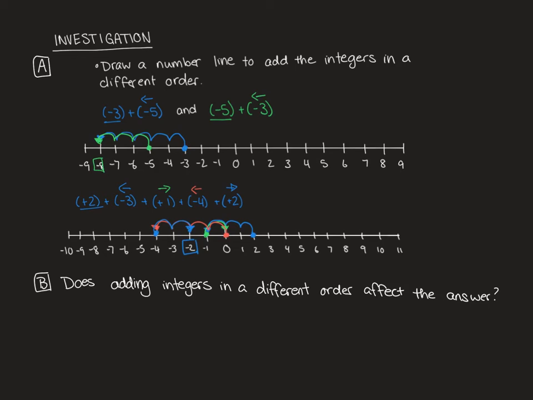Part B is going to ask you to look at your answers in Part A to see if adding the integers in a different order affects the answer. So if we looked at our first example here, we switched the order. Both times we ended up with the answer of negative 8. So you need to look at all of the questions and see, is it the case that every single time if you switch the order, do you still get the same answer?